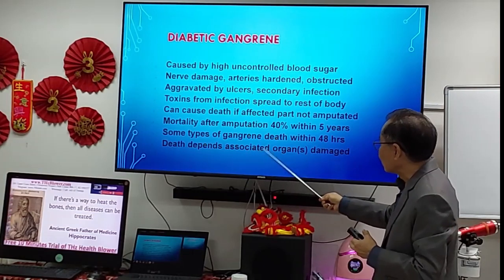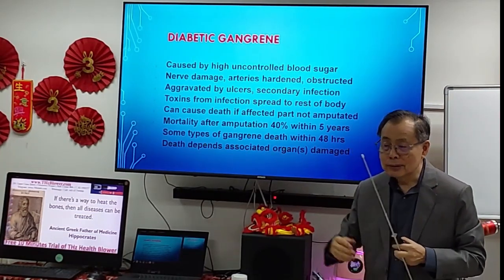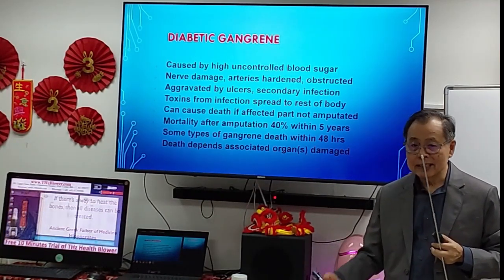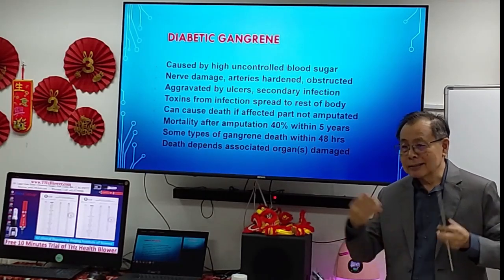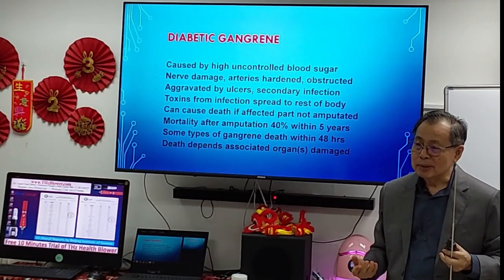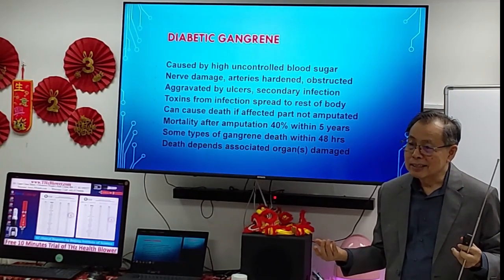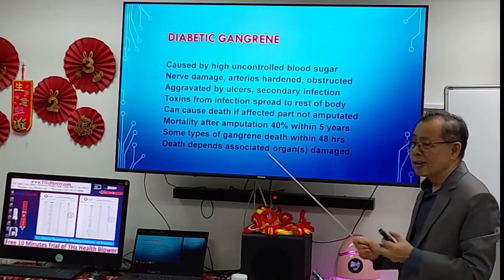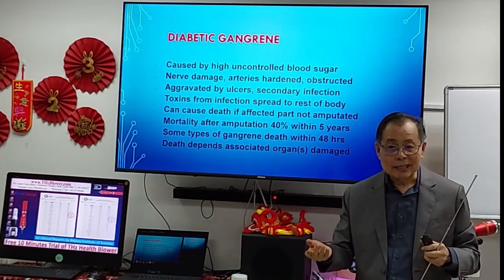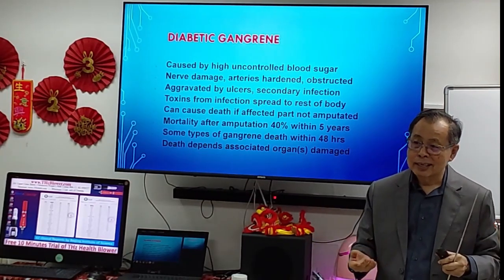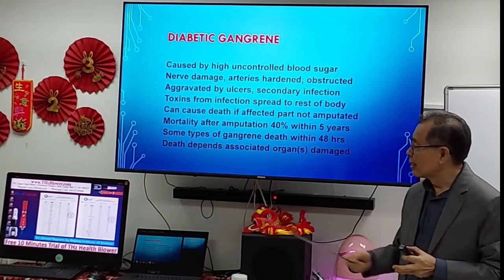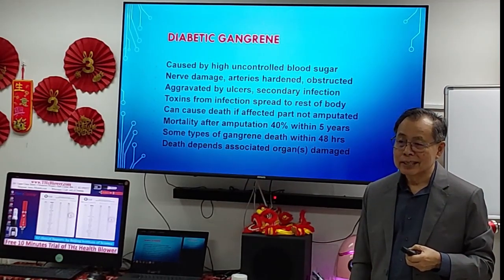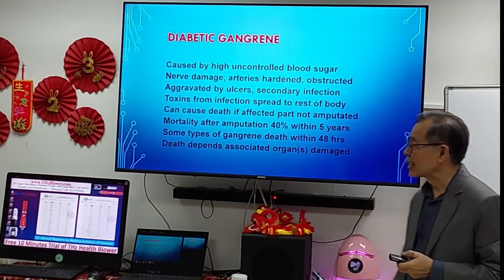And also, that depends on associated organ damage. So, for example, if they have this neuropathy with gangrene and the kidney is gone, the heart is very unstable, you see, it's not worthwhile to save a person. We try and keep him alive. So, if other organs are damaged, of course, it's very bad. But if other organs are still okay, still survivable, then amputation may give the person some more years to live. But it's a major thing. Major changes. Yes.